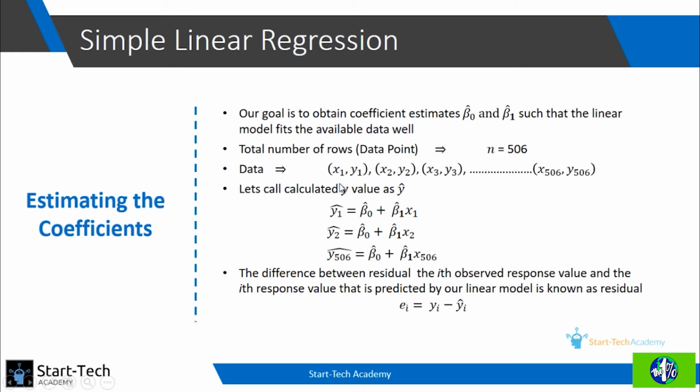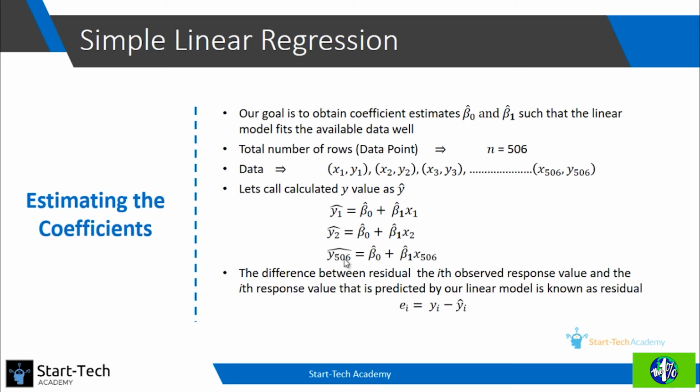What this means is we have 506 pairs of x and y values, and our goal is to obtain coefficient estimates beta 0 hat and beta 1 hat such that the linear model fits the available data, such as y1 hat is equal to beta 0 hat plus beta 1 hat x1, and if you generalize it for any i, it is yi hat is nearly equal to beta 0 hat plus beta 1 hat xi. In other words, we want our estimated line to be as close to these points as possible. One method for measuring this closeness of our line is called the least squared method, which we will discuss now.